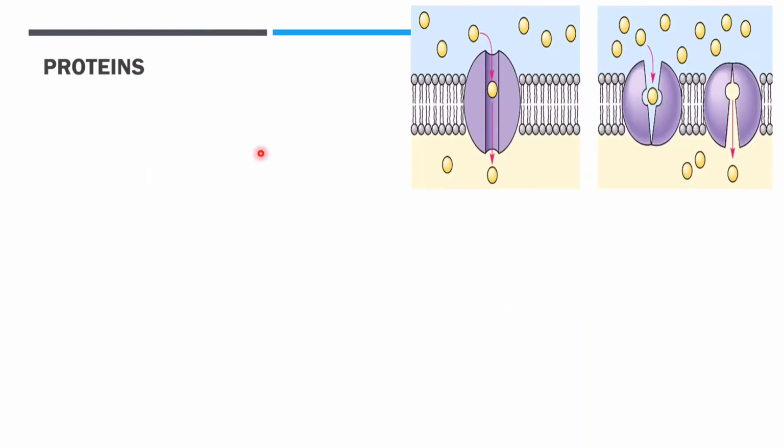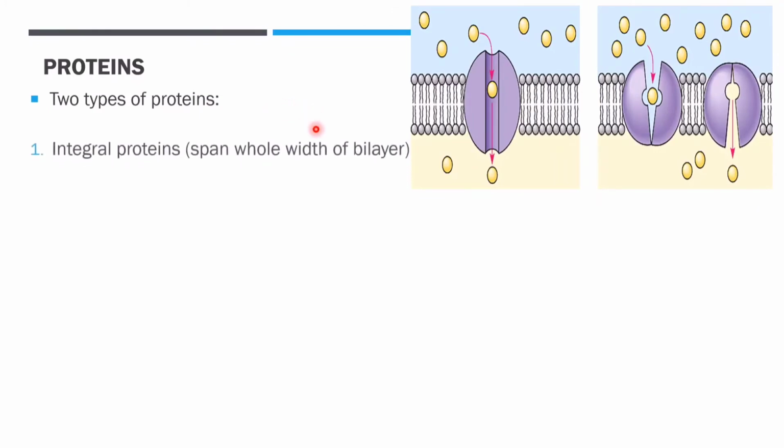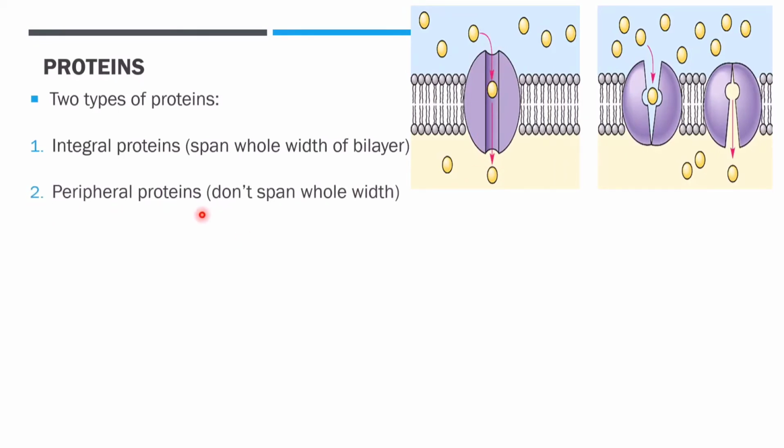Next, probably one of the most important of the components are the proteins. So in the cell membrane, there are two types of proteins. The first are integral proteins, and integral proteins, like the ones on the right, span the entire width of the bilayer. The others are peripheral proteins, and these are proteins that don't span the whole width, but sit either on the top or the bottom of the membrane.